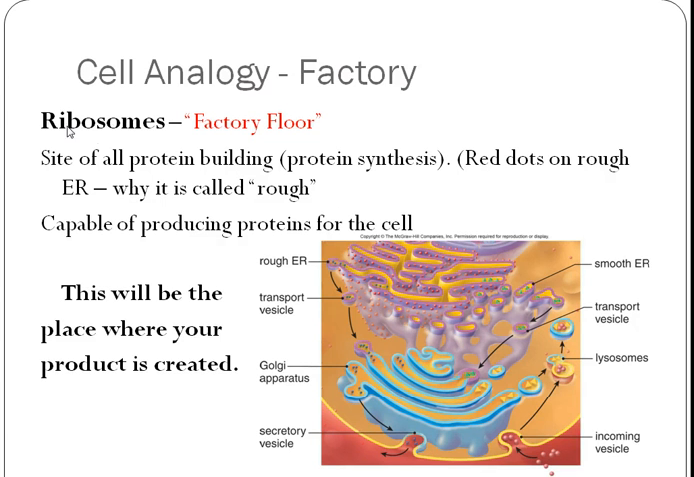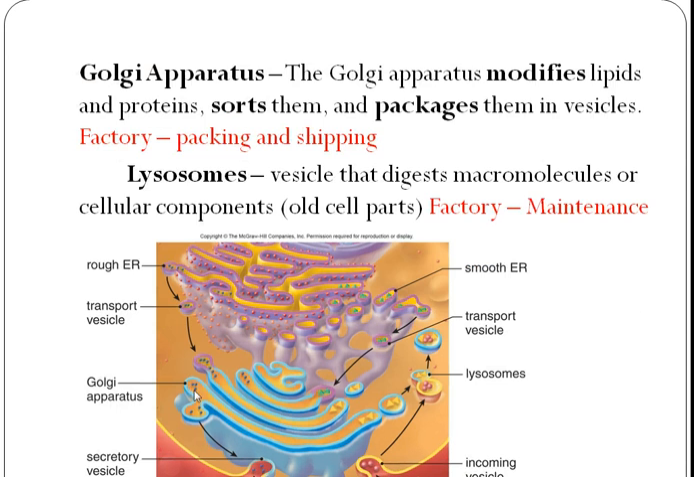Then let's talk about more specifics, the ribosomes. Those are those little red dots on here. So we'll call those the factory floor. They're the site where actual protein building happens, protein synthesis, and it produces all the proteins. We produce all the proteins we need for our cell on those little teeny red dots. So whatever you're making in your factory, that's where your product's being created.